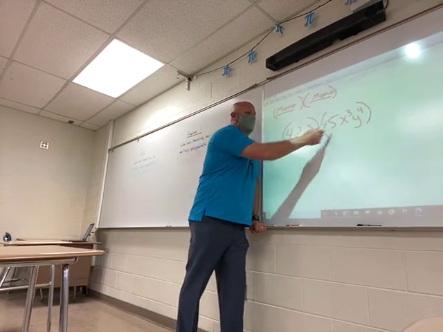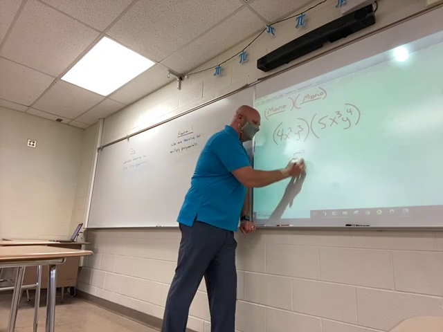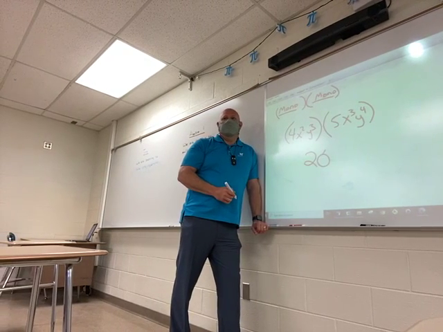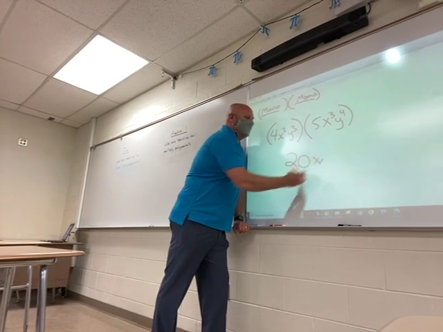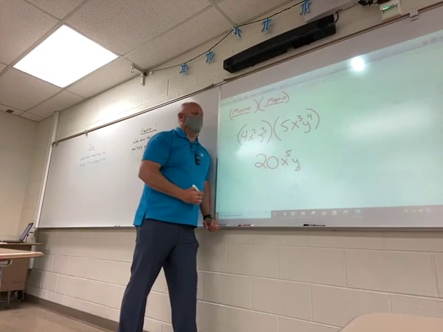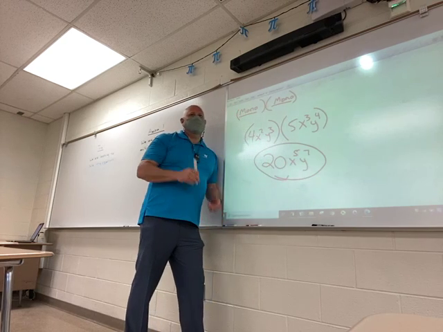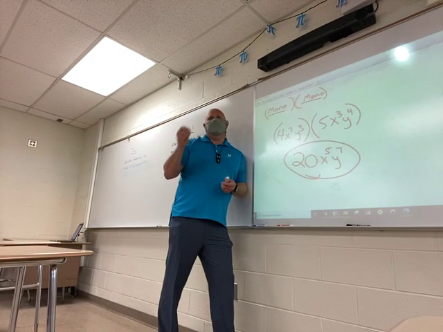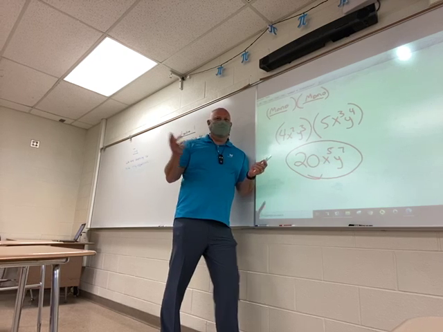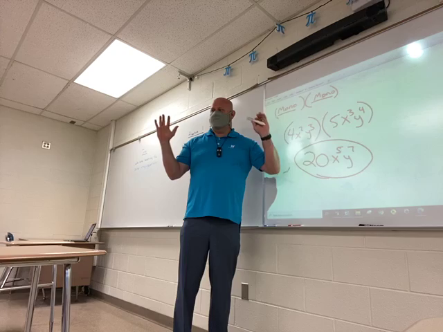So what do you do with the 4 and the 5? Times them, what do you get? 20. And what do we do with the exponents? We add them. So how many x's am I going to have? 5. And how many y's am I going to have? 7. And you are done. So multiplying a monomial by a monomial is a fairly easy thing to do. You just basically multiply the coefficients together, add your exponents. Simple?